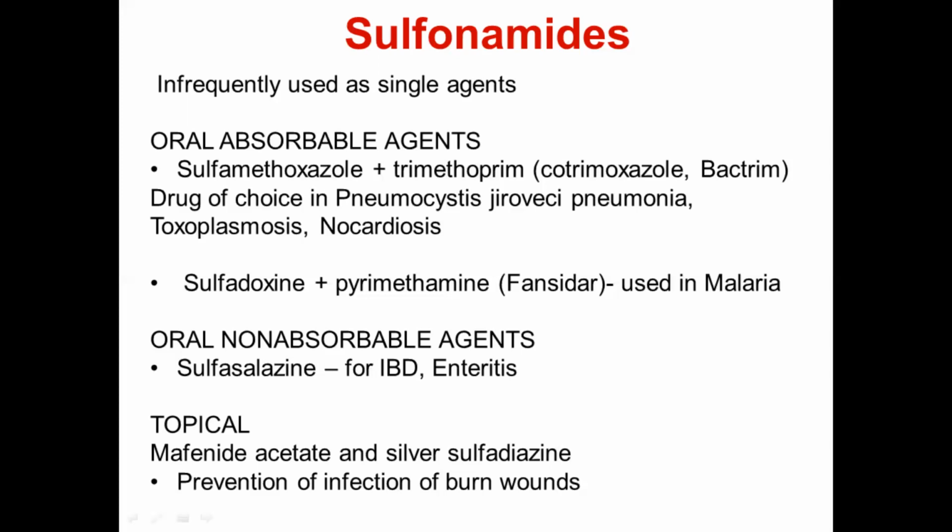Next, we have Fansidar, no? Yung sulfadoxine and pyrimethamine. It is used for malaria. No? And it is also available as oral non-absorbable agents such as sulfasalazine, no? For IBD, inflammatory bowel disease, and enteritis. For topical, we give mafenide and silver sulfadiazine for wounds.